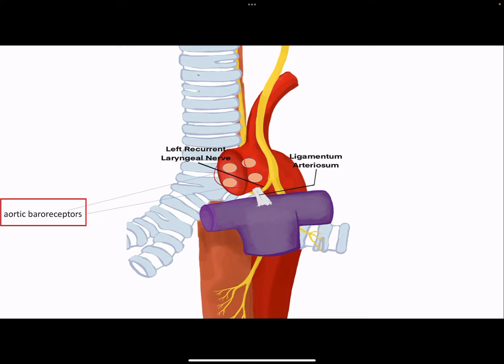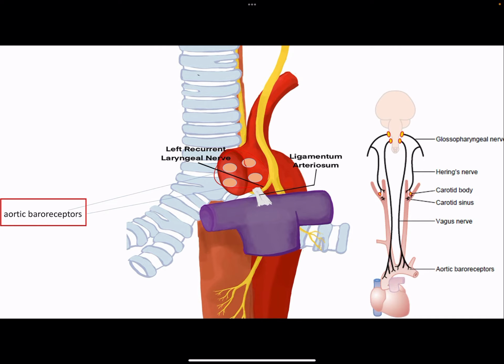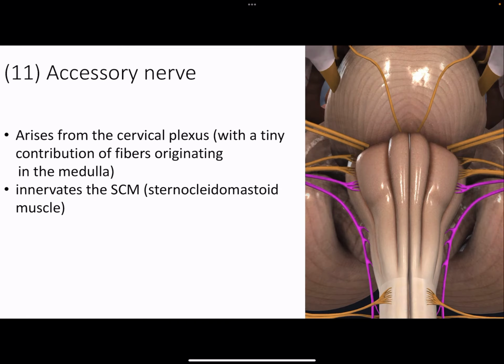So cranial nerve 9 got the baroreceptors in the carotid space, but we also have baroreceptors in the aortic space, and cranial nerve 10 is going to pick up on these. So yeah, again, we have the 9, and here we have 10.